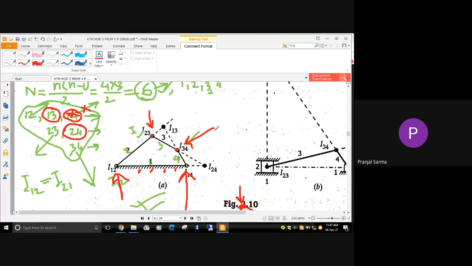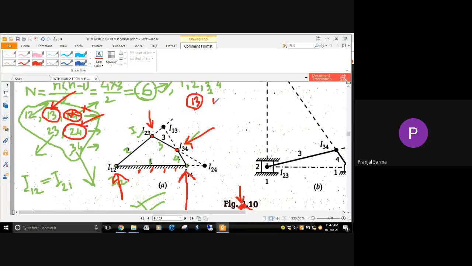So what is left? I13 is hiding and I24 is hiding. If I want to locate I13, what is the thing that I know? Right now we are going to use Kennedy's theorem. What is the thing that we already know? It is the instantaneous center between link 1 and link 3. That means link 1 and 3 always will be there.